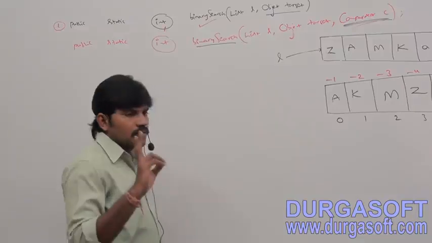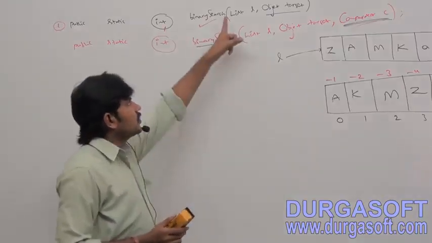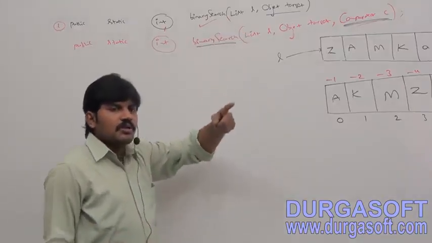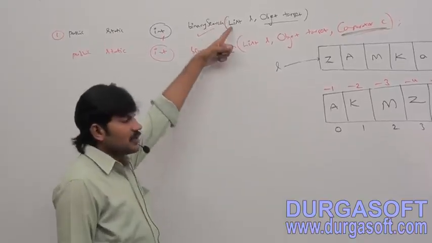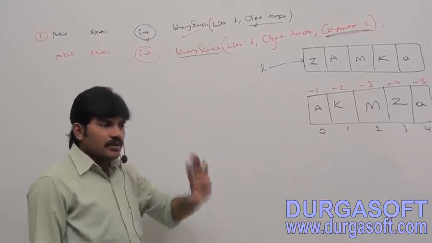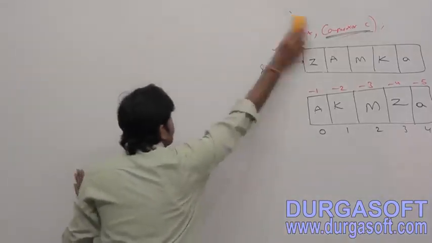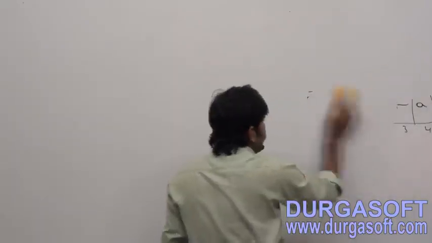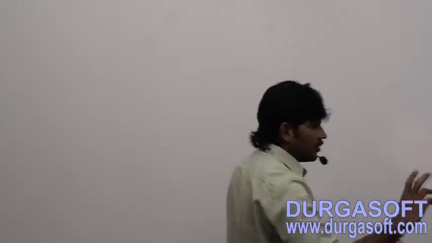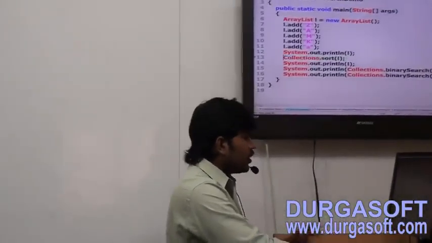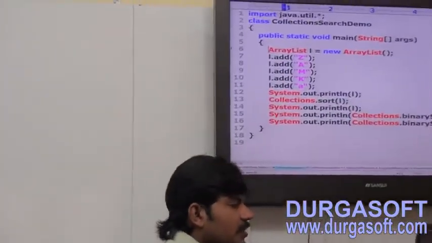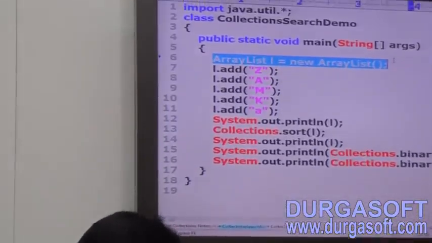Now let me go for two examples I will explain. First example: how to use it if the list is sorted according to default natural sorting. Second: if the list is sorted according to a comparator, how can we do it? Just observe this simple example first. Here I am taking ArrayList l = new ArrayList.